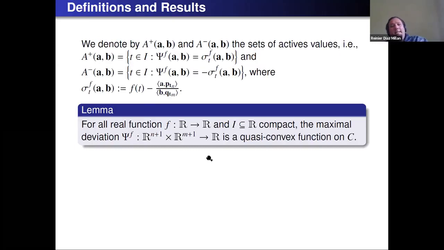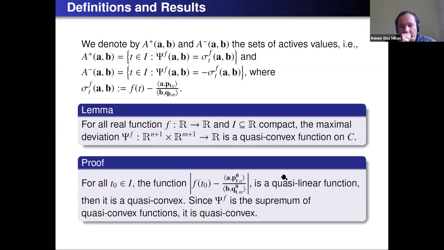Okay, good. This lemma is very well known in the theory of rational approximation: this function is a quasi-convex function. The idea of the proof is that for any fixed t in I, this function is quasi-linear, and the supremum of quasi-linear functions is quasi-convex. If this is quasi-linear, then it is quasi-convex, okay? And that proves this lemma. Good.